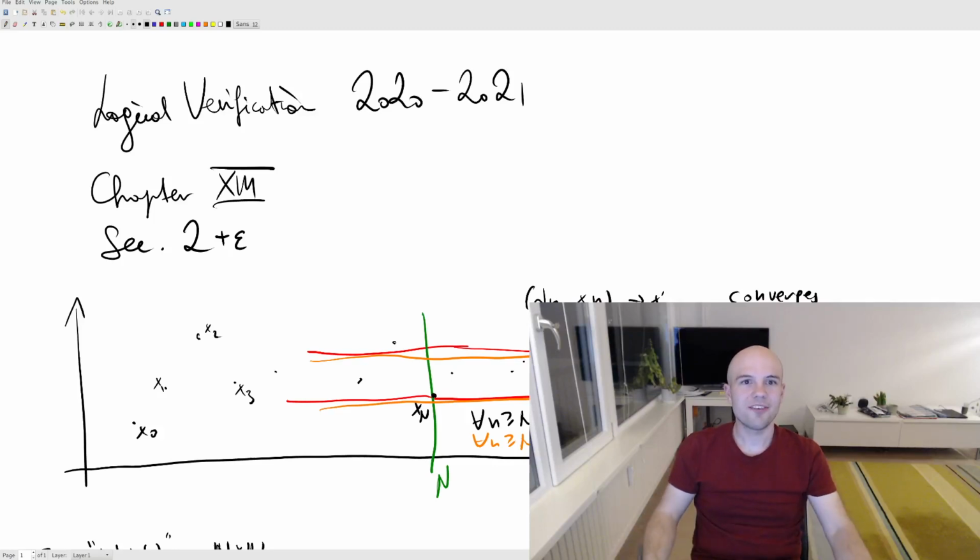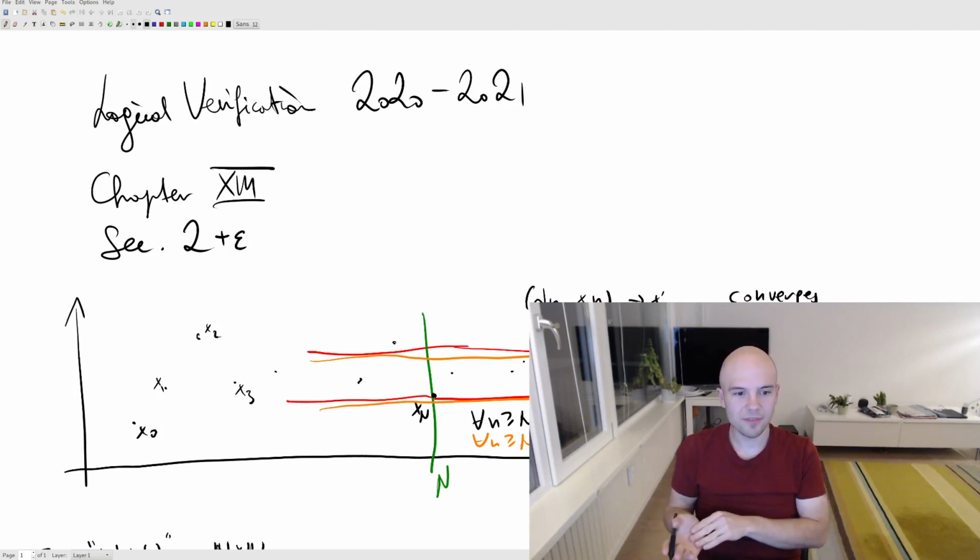Welcome to Logical Verification 2020-2021, Chapter 13, Section 2, the second part of the construction of the real numbers. In the last video, we've looked at the definition of Cauchy sequences, and now we're continuing this to construct the real numbers.